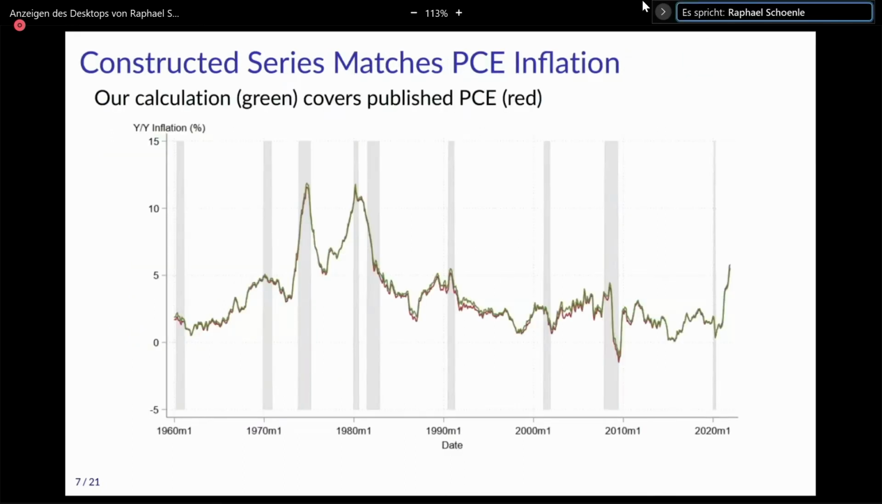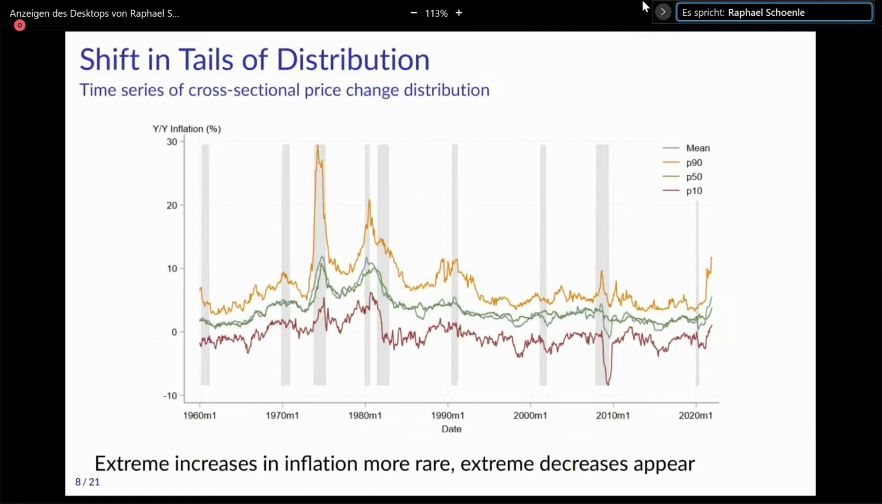Just to assure ourselves, we are able to reconstruct the aggregate PCE inflation rate that's published, and we match that quite well with our own data here. So this gives us confidence in the data. These two lines that you can see here are very close to each other.